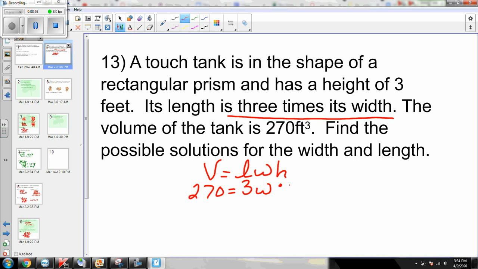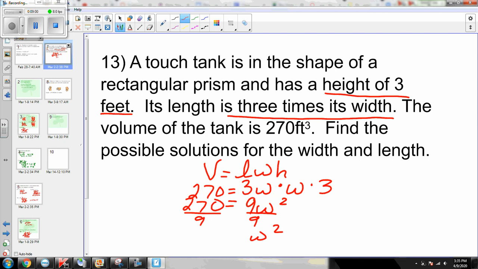My width is just W. But it also tells me that the height is 3 feet. So under height, I'm going to put 3. When I multiply 3W times W times 3, I get 9W to the second. And then I'm just solving by dividing by 9. When I divide by 9, I'll get W to the second equals 30.